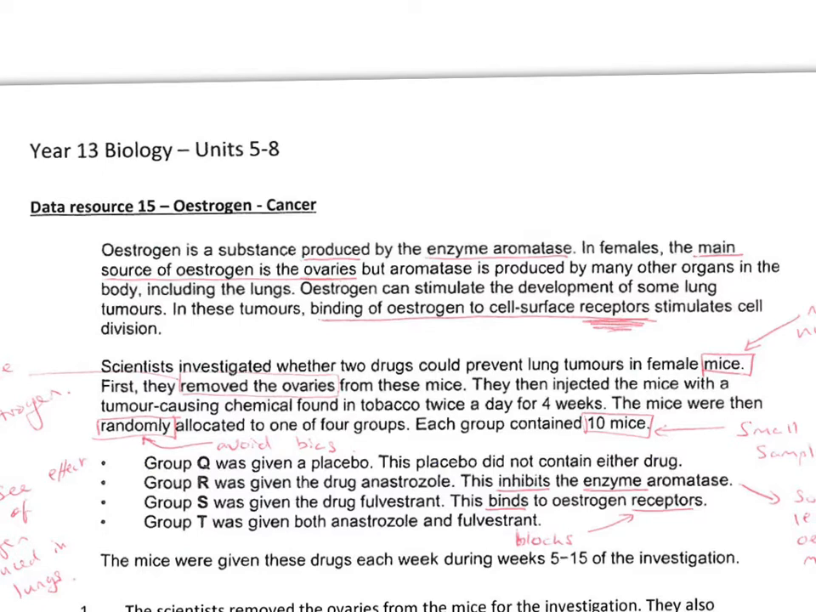It tells you it's produced by an enzyme, and the enzyme is called aromatase. It tells you that the main source of oestrogen is the ovaries. So that piece of information is important. So oestrogen is produced by an enzyme, and most of that enzyme is made in the ovaries.